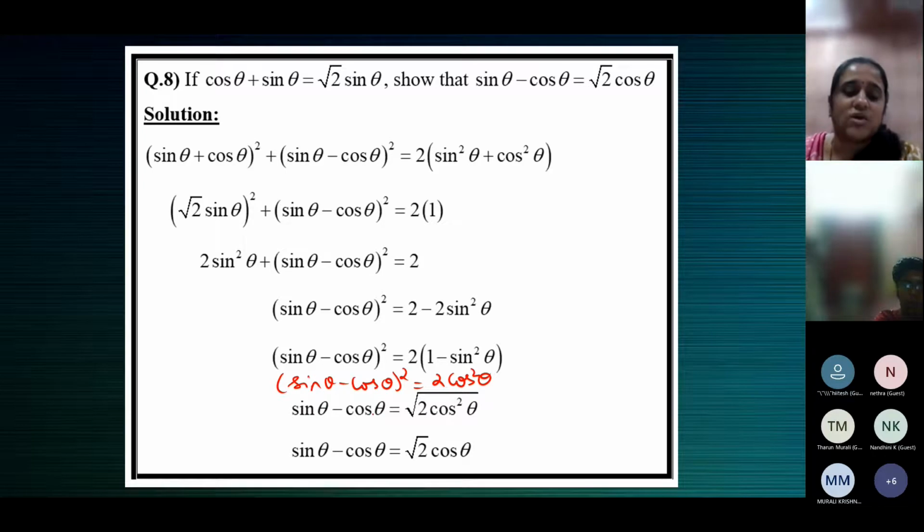So sin theta minus cos theta is equal to square root of 2 cos square theta, which is cos theta comes out of the square root, and 2 remains under the square root. So sin theta minus cos theta is equal to root 2 cos theta. And that's what we have to prove. Write down, children?